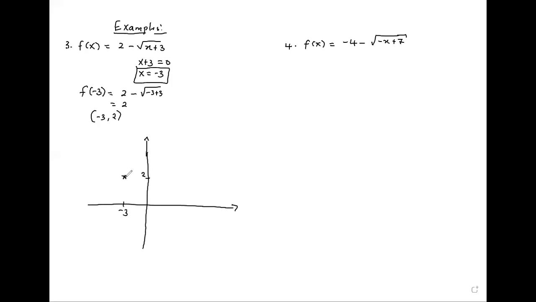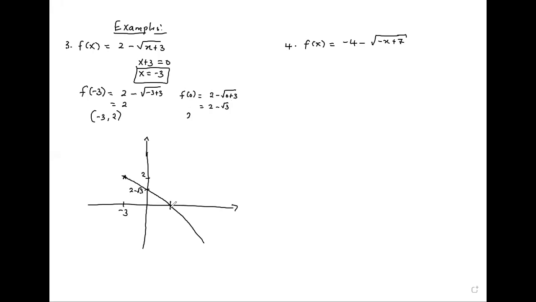Let's see if we have the y-intercept. That is f of 0 is equal to 2 minus √(0 plus 3), giving us 2 minus √3. This is a positive number, so the graph goes like this. So this is 2 minus √3. So we need to find the x-intercept. So how do you find the x-intercept?